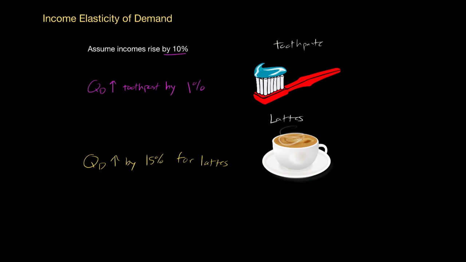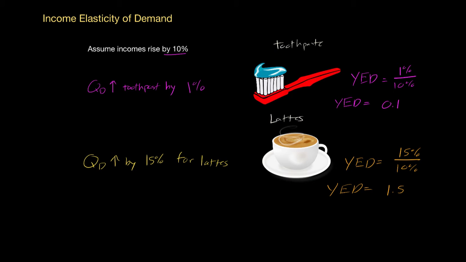Well, we can go ahead and calculate the YEDs for lattes and toothpaste using these numbers and our YED equation. The YED for toothpaste is 1% divided by 10%. That's a very inelastic response among consumers to their higher incomes. That gives us a YED of only 0.1. If we calculate the YED for lattes, on the other hand, we get the following. The 15% increase in demand for lattes results from a 10% increase in consumers' incomes, giving us a YED coefficient of 1.5. Now, the first thing to observe, of course, is that both of these are normal goods.